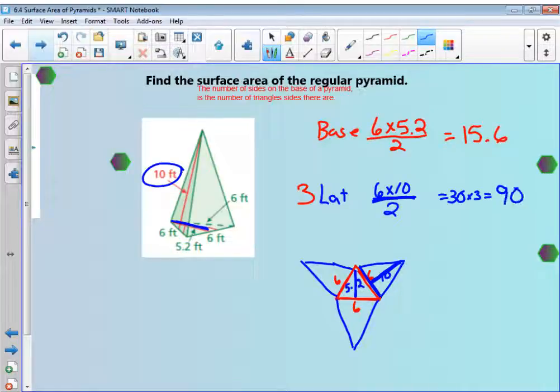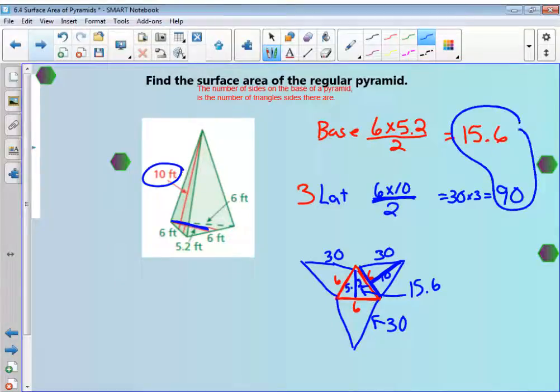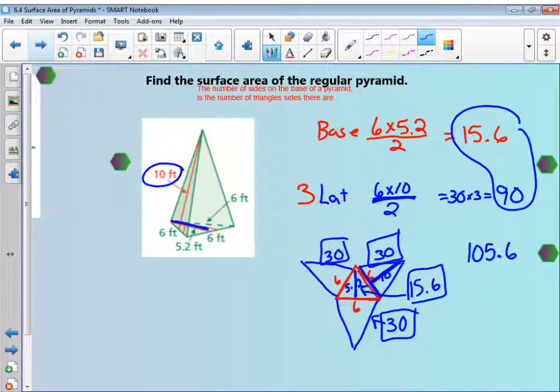Gives me 90. Now if you need to see those each individually, you could write them out each individually. That's 30. This is 30. This is 30, and then this middle part right here was 15.6. Okay, we're gonna go ahead and add all of these together. You would get the same thing if you added these together that I have written out individually. You have to decide what works for you. So I've got 90 plus 15.6 is gonna give me 105.6. So I have 105.6. The dimensions were feet. And this is surface area, so it's squared.